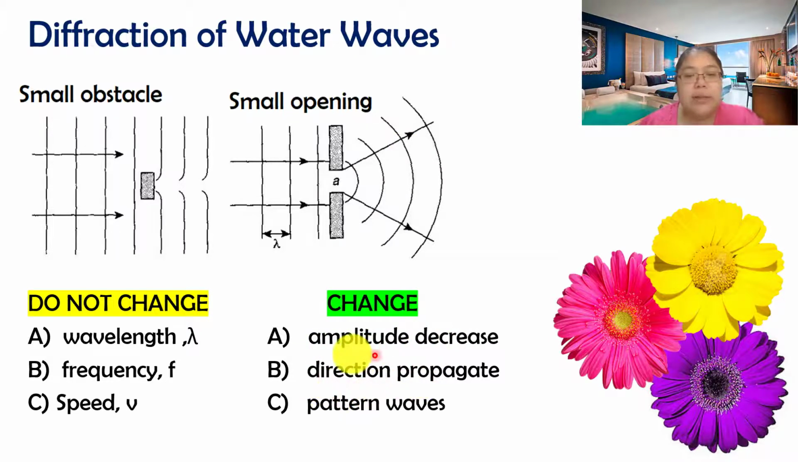Okay, number 2, the direction of propagation. When starting, it's a straight line. After they go through the opening, you find they are wider. They open wider, which means the direction changes. And the last one should be the pattern changes. When starting, it's a straight line. After passing the opening, they become a curved line, or you can say a circular shape.